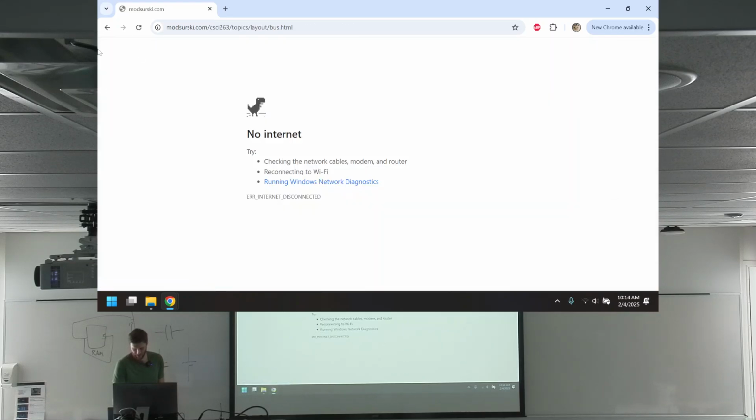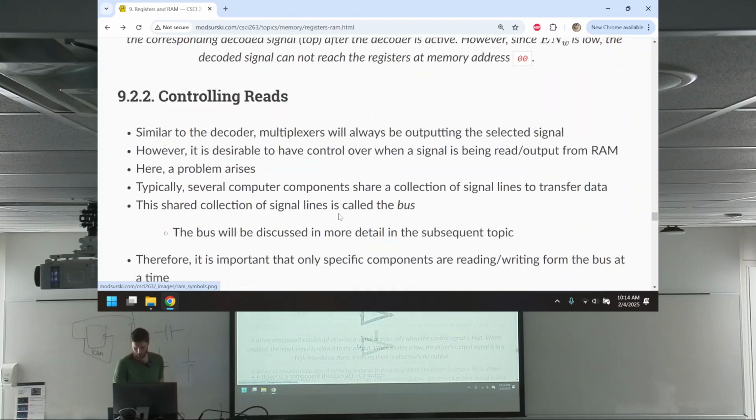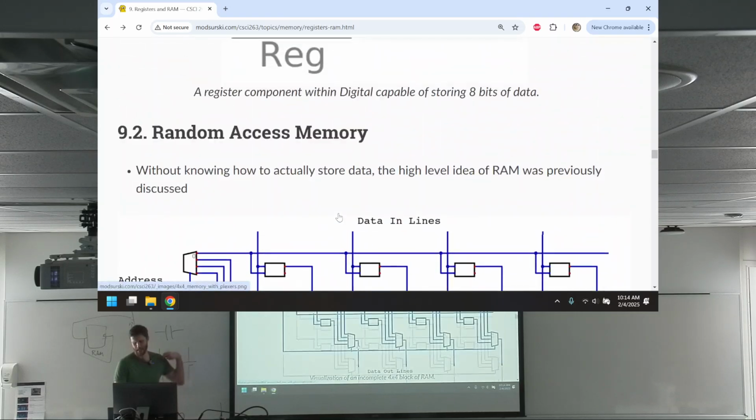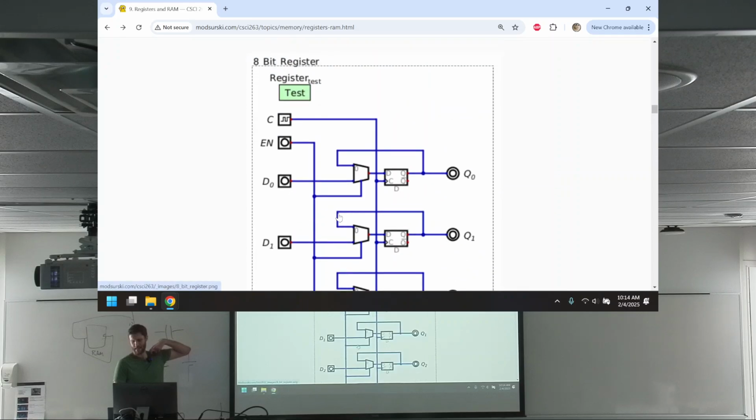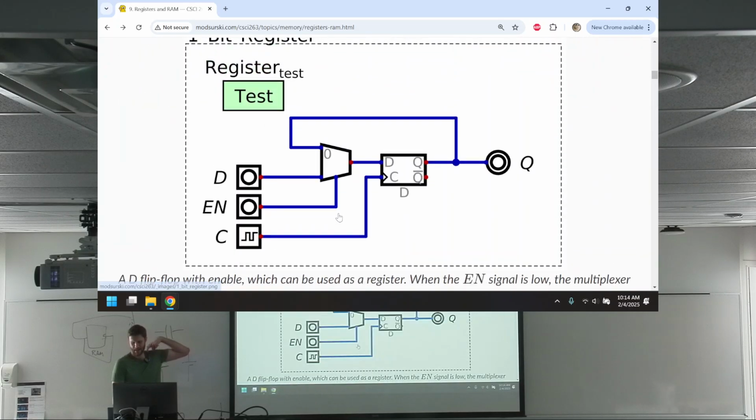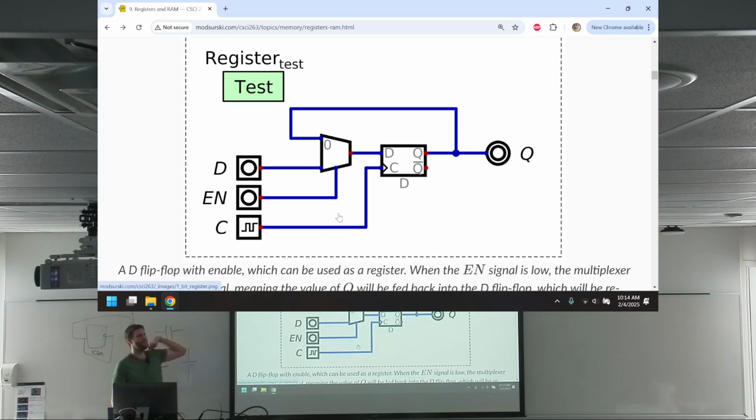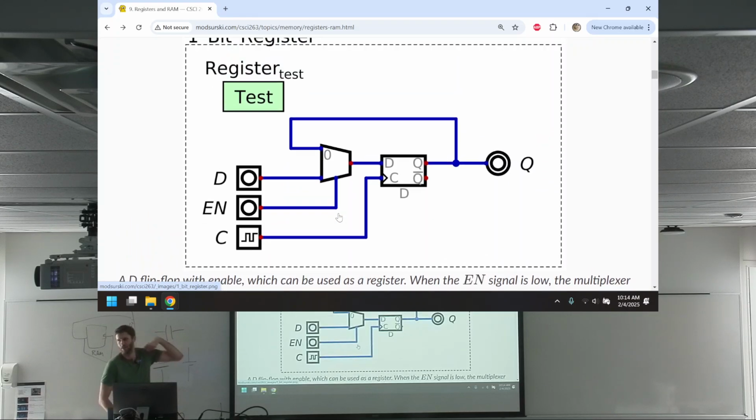Well, because we don't have internet, let's do an activity really quick. Draw me a 1-bit register using a D latch. You can use the abstract idea of a D latch in your 1-bit register. And you have to have it handed in to me before 10:20.